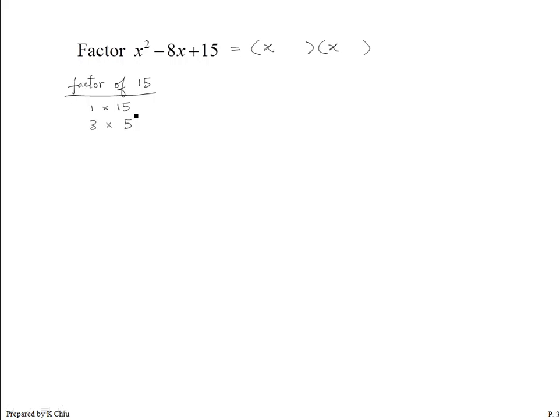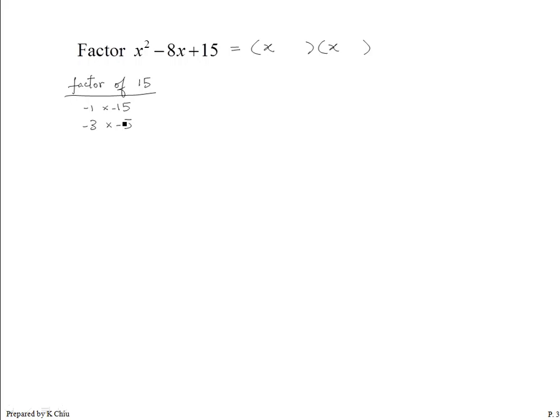No, we have a positive number. How can we add it to make it become negative 8? That's not possible. So this time is a little bit special. We have to consider another possibility. I am going to give all of them negative: negative 1, negative 15, negative 3, and negative 5, because the middle term is negative.